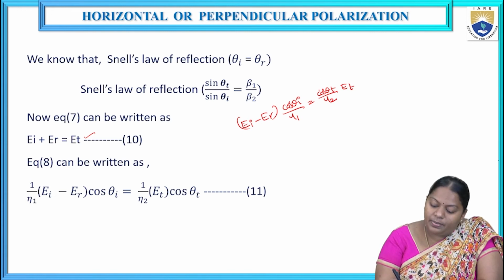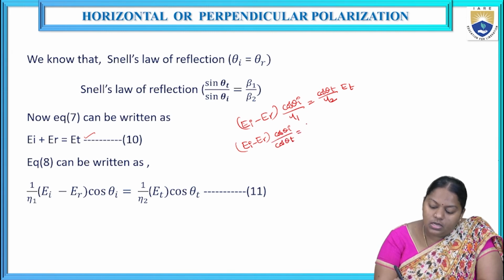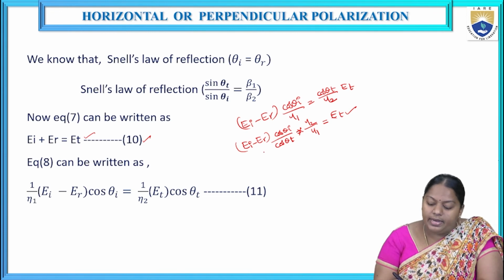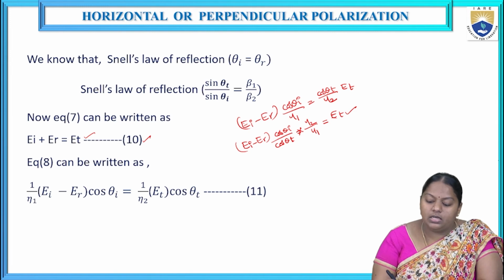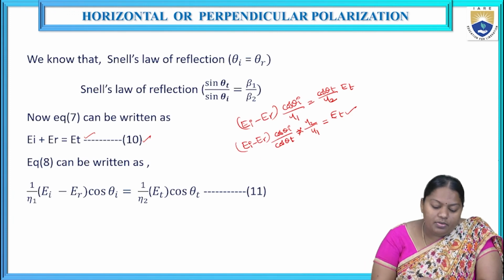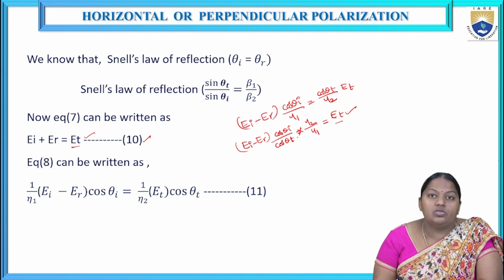Now from this, get this complete term to this side. Then it becomes (E_i minus E_r) cos theta_i by cos theta_t into eta_2 by eta_1 equals E_t only. Right? So upon simplification between these two, if you observe, E_i plus E_r equals E_t, and (E_i minus E_r) cos theta_i by cos theta_t into eta_2 by eta_1 equals E_t. Now if you equate these two equations, what is there in the RHS? E_t and E_t. If the RHS parts of these two are the same, then the LHS parts are also the same.